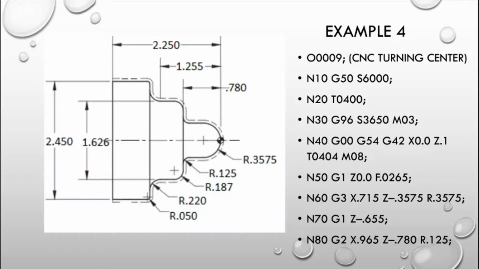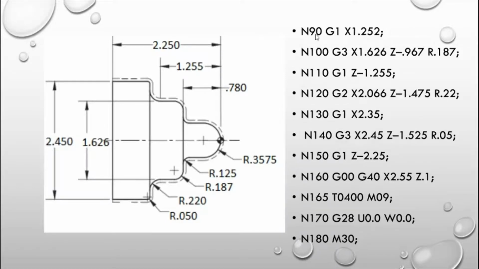G02 is circular interpolation, and this is the clockwise direction. First is the anti-clockwise direction G03, and G02 is the clockwise direction. So our cutting tool is here, and we want to go there. X 0.965 and Z minus 0.780, with a radius of 0.125.